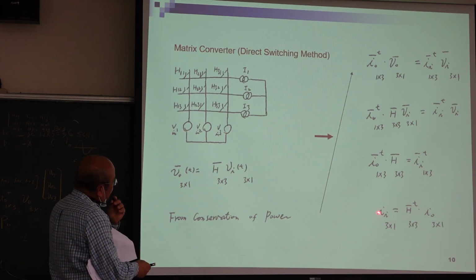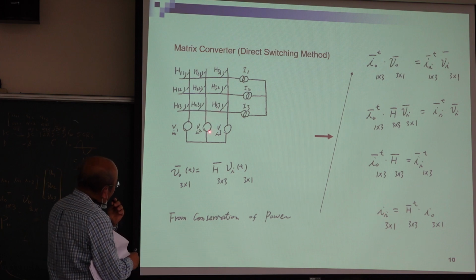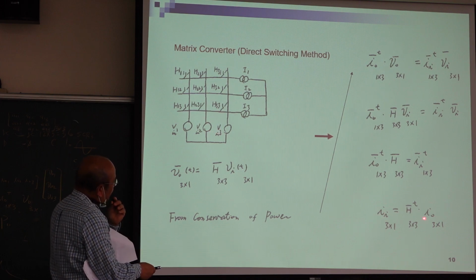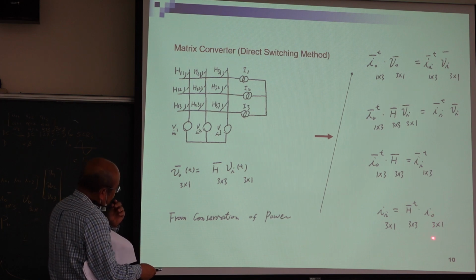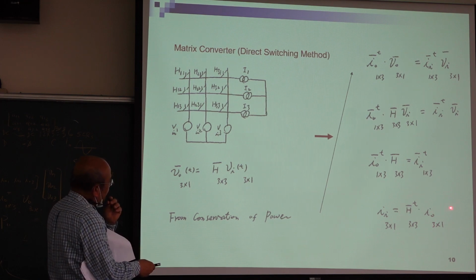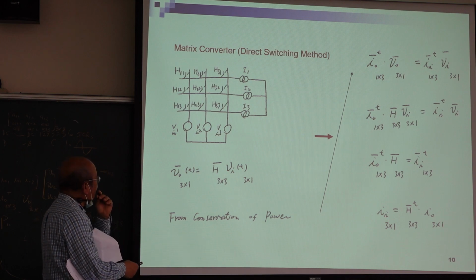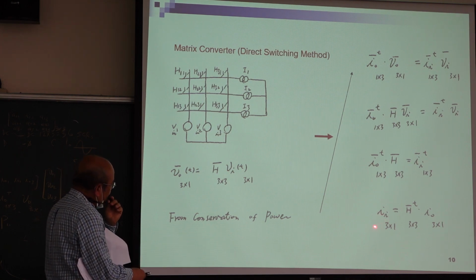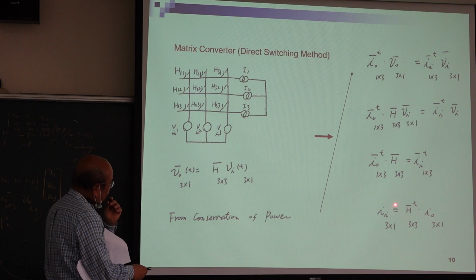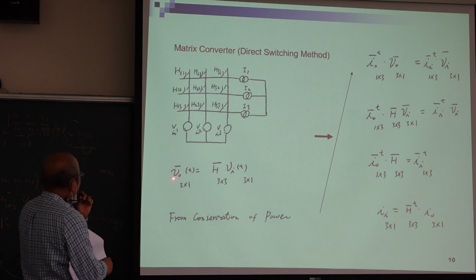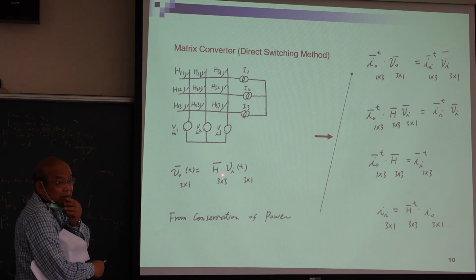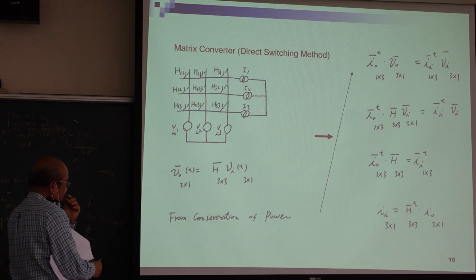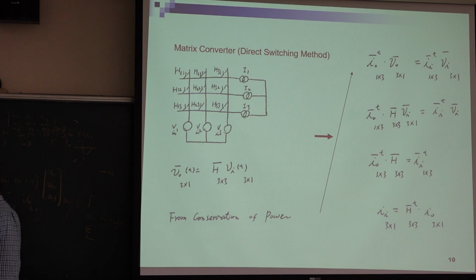But input current is dependent on output current, while output current is independent. It is constant current. So H transpose multiplied by IO equals II. Input current relies on output current and the switching function. Output voltage relies on input voltage and the switching function. We discussed this before, so we can have some basic rules.